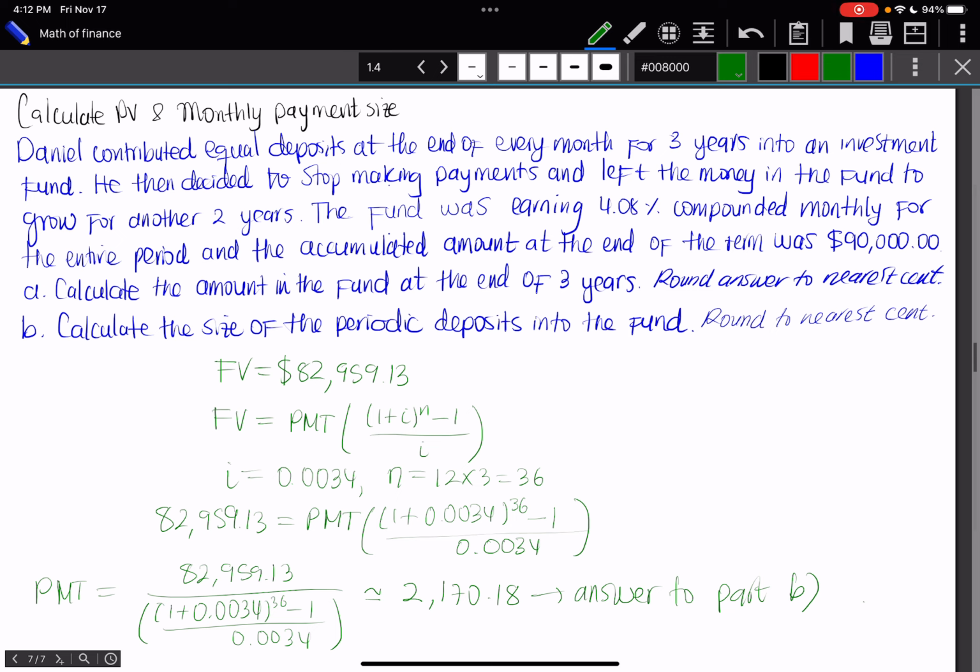We have that the fund after the 3 years is about $82,959.13. Then we use that money as the future value of the annuity. To compute the size of the periodic deposits of the annuity, we use this formula that applies when we have the type of annuity that we have.